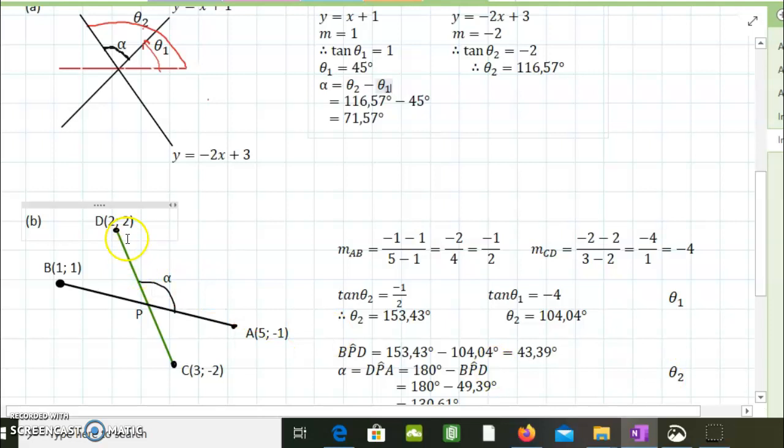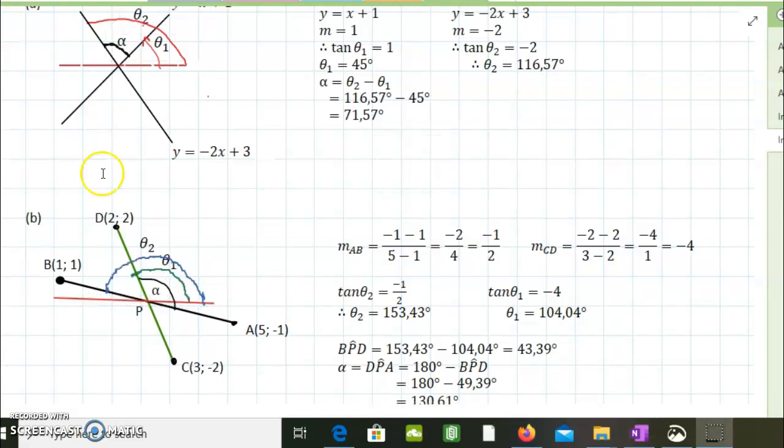In our next example, we have these two lines here, and we must work out alpha. So we're going to do what our guidelines said. We're going to draw a horizontal line through the point of intersection of the two lines. So here's my horizontal line. Okay, here I've drawn my horizontal through the point of intersection of the two lines.